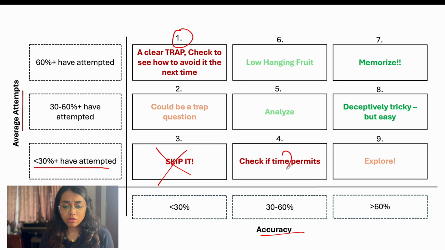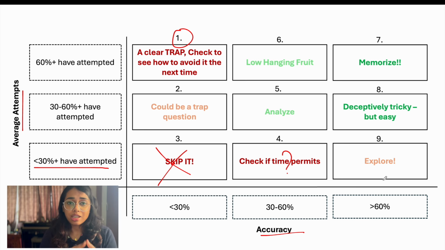So, block 4, you can consider if time permits. Now, if less than 30% of people have attempted it, but more than 60% of them have gotten it right, chances are it is a deceptive question. What do I mean by deceptive question? It just looks difficult, but it is not difficult.